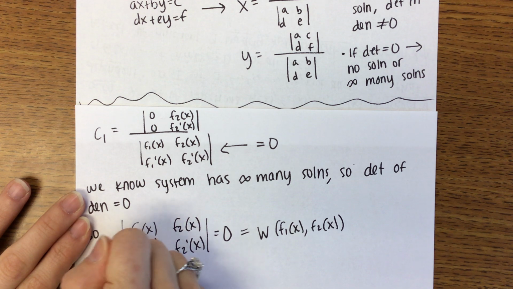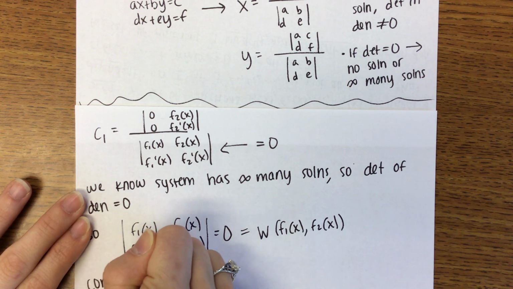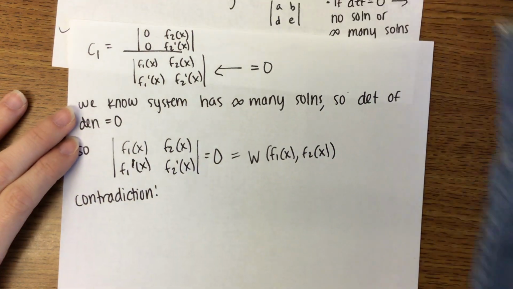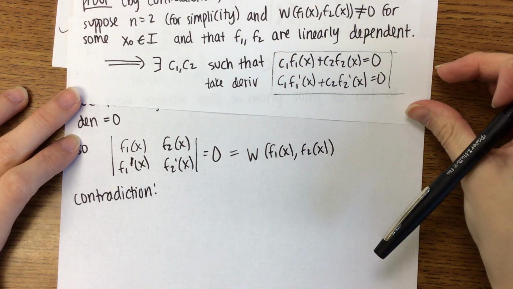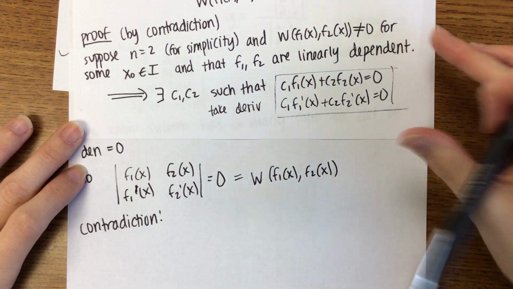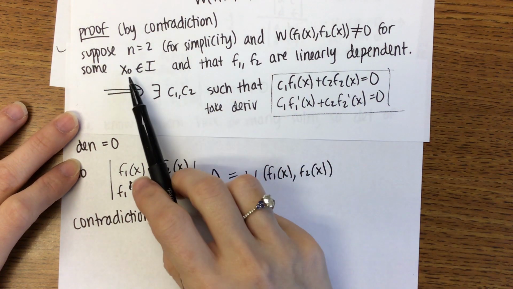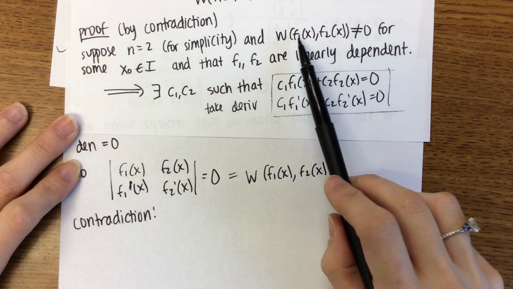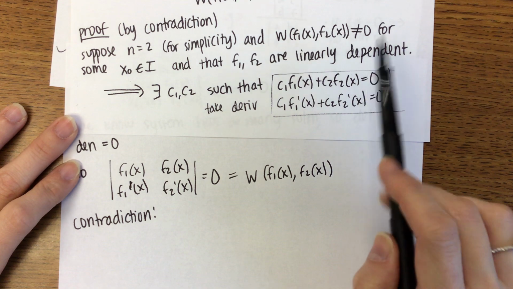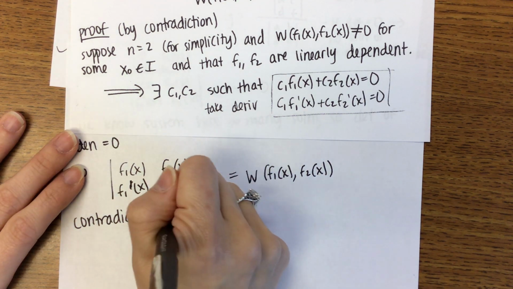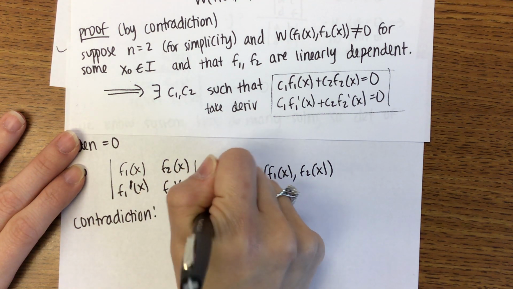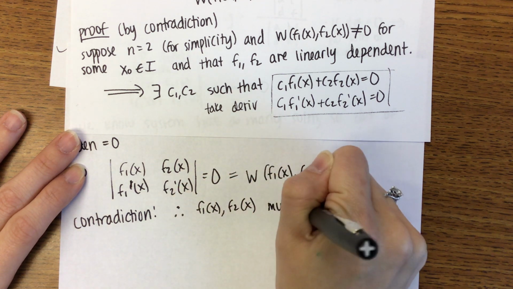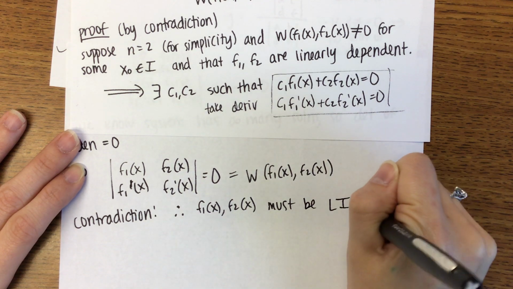This is a contradiction. So here, in the very beginning, we said the Wronskian does not equal 0 for at least some x. We have now shown it cannot be the case that the Wronskian does not equal 0 and f1 and f2 are linearly dependent. This is a contradiction, therefore f1 of x and f2 of x must be linearly independent.